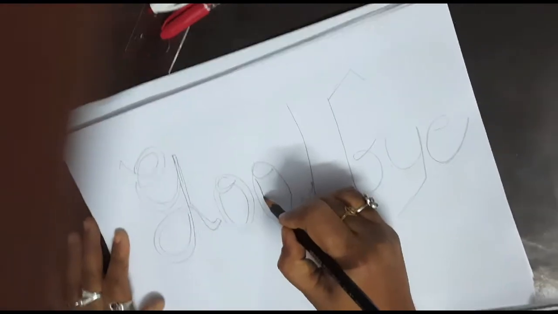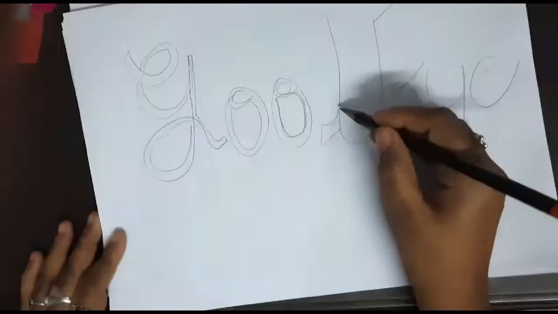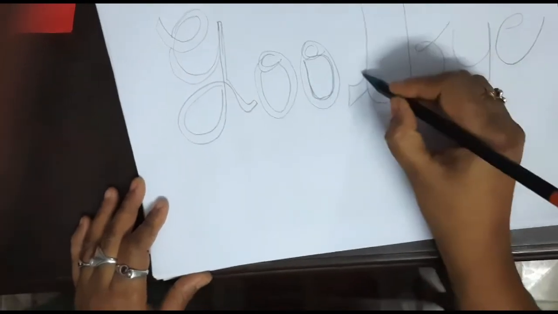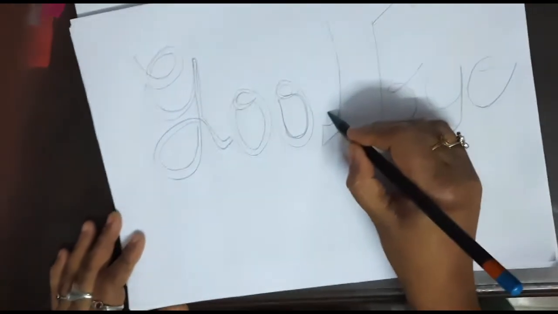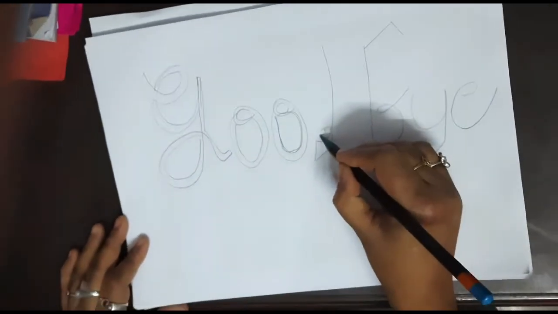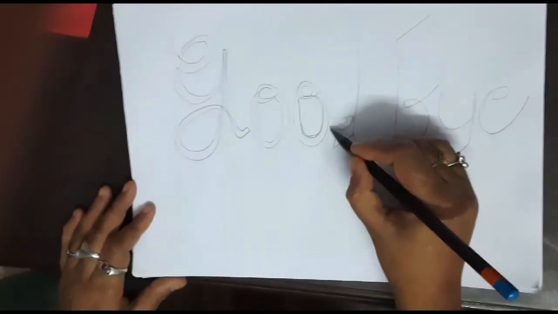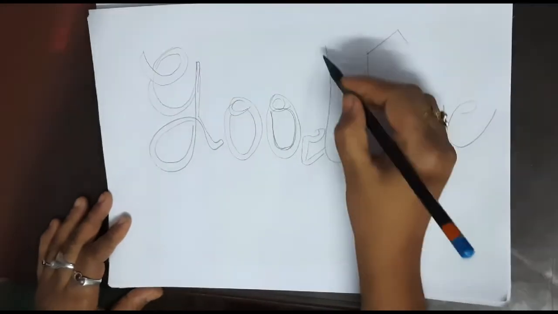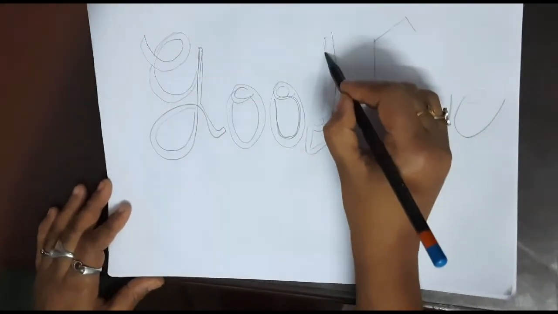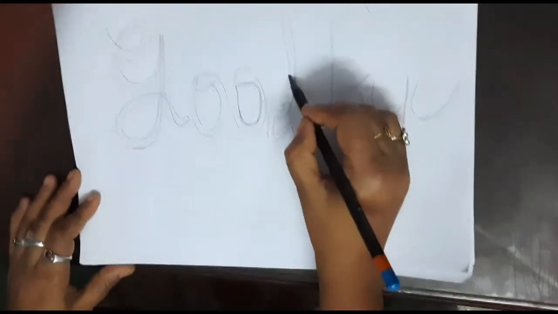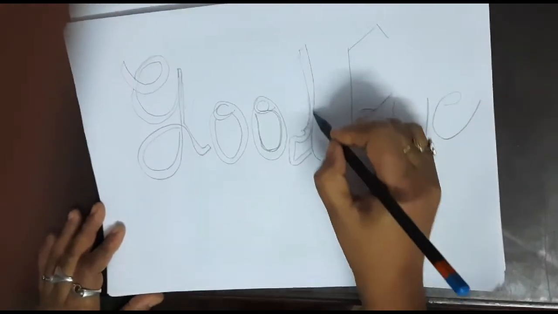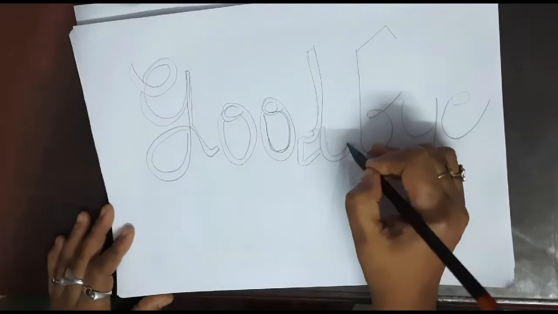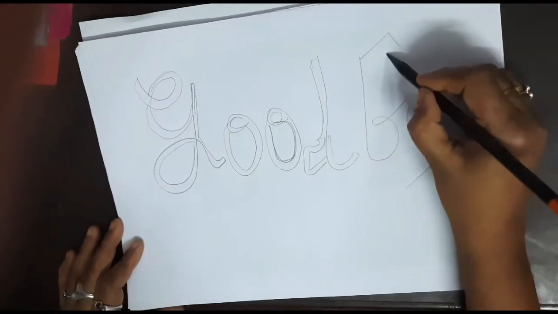Pass. Pass. Start. O. So D, why I wrote like this, you can see. Now by shading the second one, you can get the D like this. See this side. And adjust this side like this. Okay. So B in a special way.